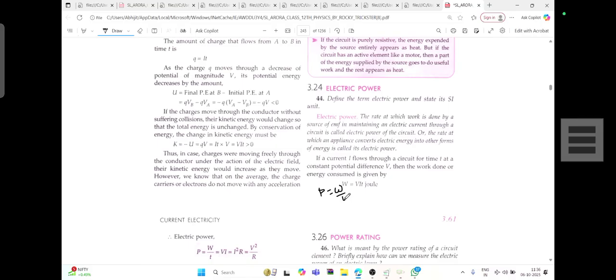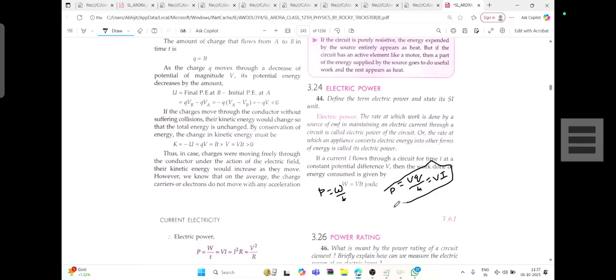As I written before, W is equals to V into Q, so V into Q upon T. Q by T is equals to I. So P is equals to V into I. You can apply this formula for many types of questions.